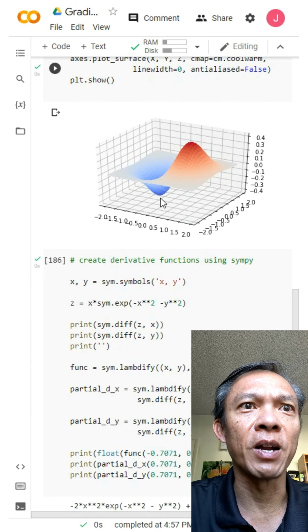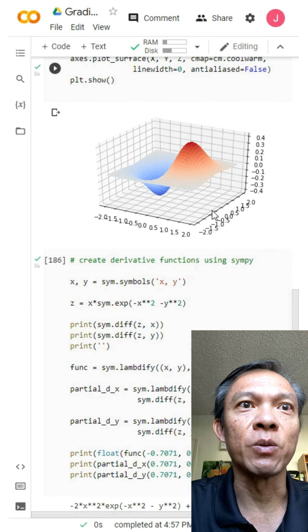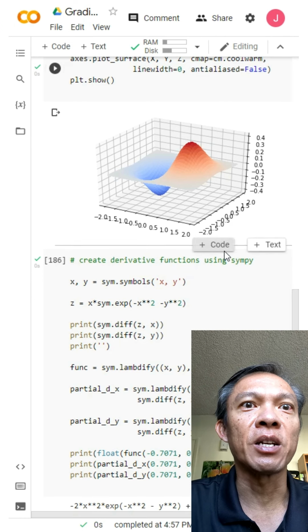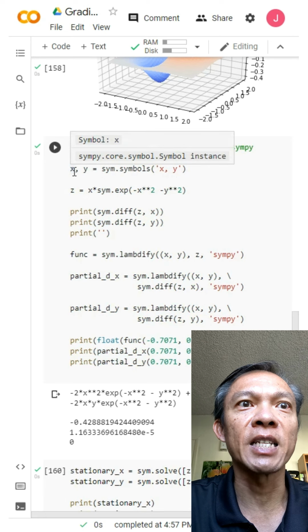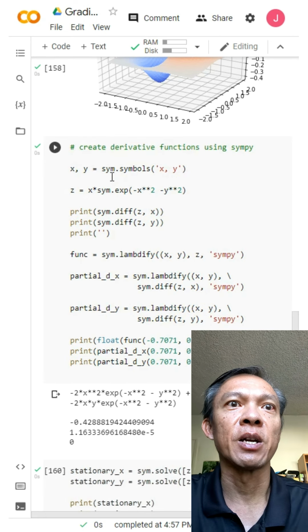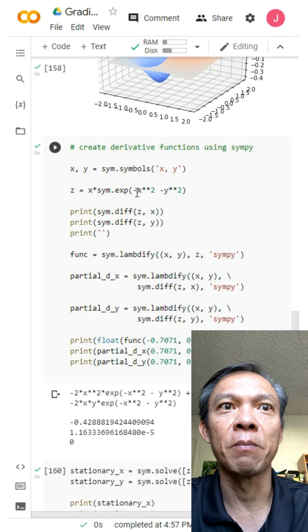noticing this function right here, you can see that it has a minimum somewhere where x is going to be about 0.707 and y is going to be equal to 0. Okay, and we can compute this using SymPy. So I can create both symbols x and y, and then I can create a function z using the symbols, and here is the exponent of minus x squared minus y squared, times x, this whole thing right here.